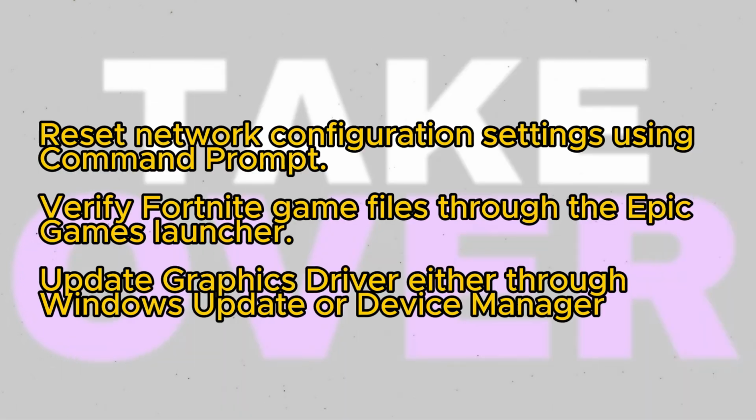To do this, begin by searching for CMD in your Windows search bar. Right-click on Command Prompt and select Run as Administrator. Type netsh winsock reset and press Enter. Follow this up by typing ipconfig /flushdns and hitting Enter.